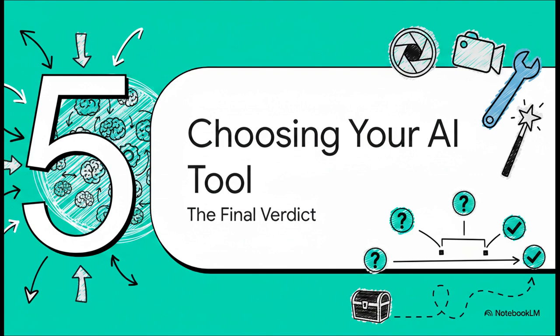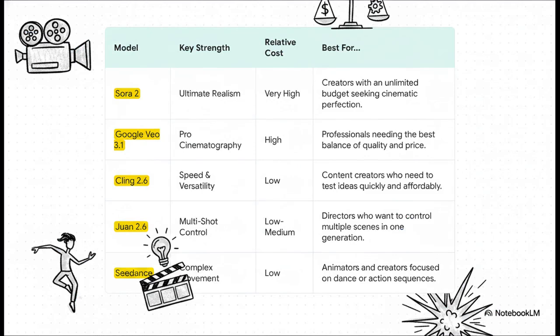Well, the real answer isn't about finding one single winner. It's about finding the right tool for the specific job you need to do. Now, this slide here is great because it lays everything out so clearly. Look, if budget is no object and you need absolute cinematic perfection, Sora 2 is your tool, hands down. But if you're a professional who needs the best possible balance of quality and price, Google's Veo is your answer. For that fast, affordable idea testing, you're going to want to go with Kling. For directing scenes, it's Wan. And for anything with a lot of action or movement, Cdance is the king.